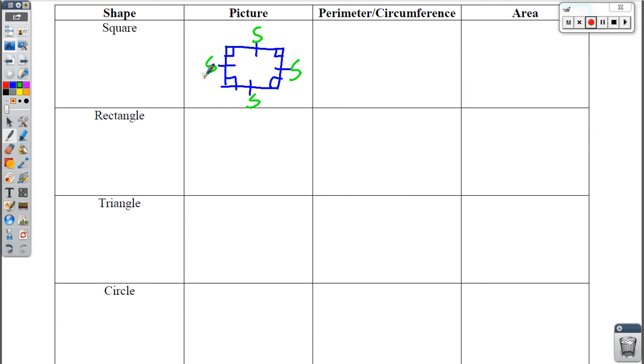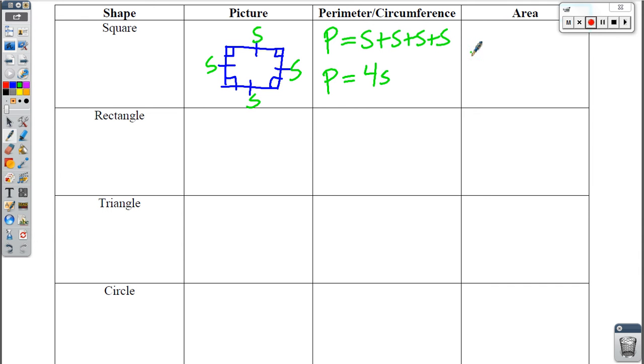S for side. So the perimeter then is going to be if we just add up all of those. So we say the perimeter is equal to S plus S plus S plus S. Add those all up, and we get 4S. If you think about combining like terms there, we get 4S. So for the perimeter of a square, we just take the side length and multiply it by 4. Or in other words, add up all the four sides.